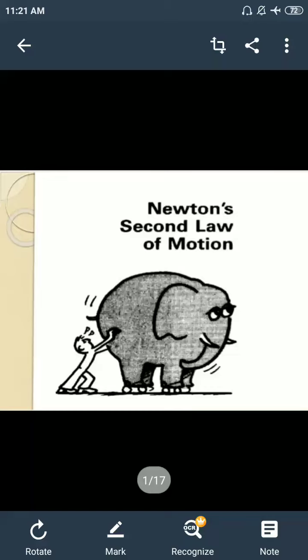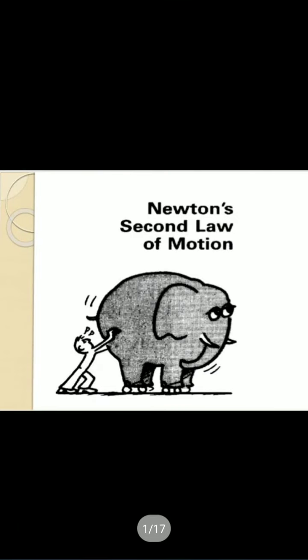Today we discuss Newton's second law of motion. In the first video we discussed the first law of motion; the chapter name is laws of motion. That means we discussed Newton's three laws of motion. In the first class we discussed the first law. So in today's video we discuss the second law of motion. Already we know the statement of the second law of motion, but once again we will revise it.